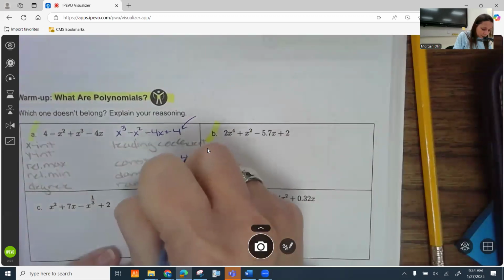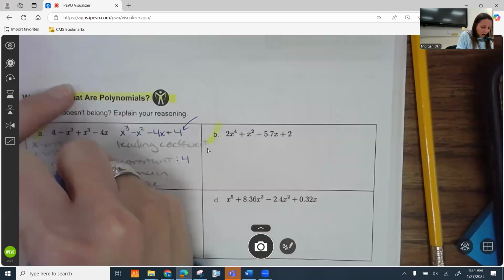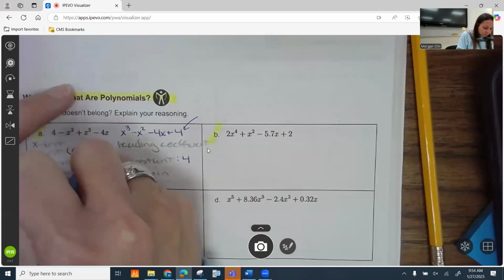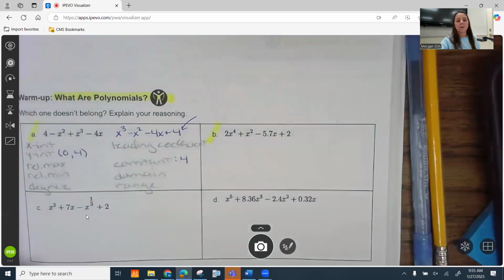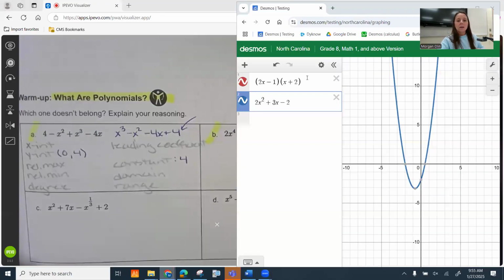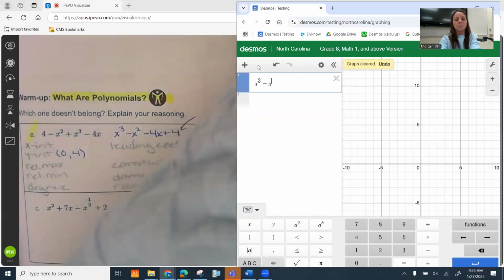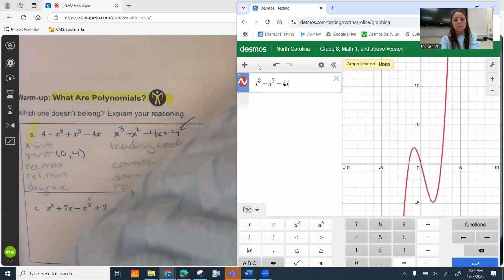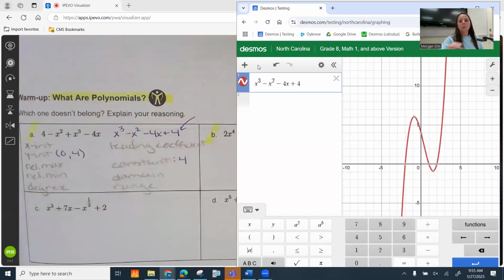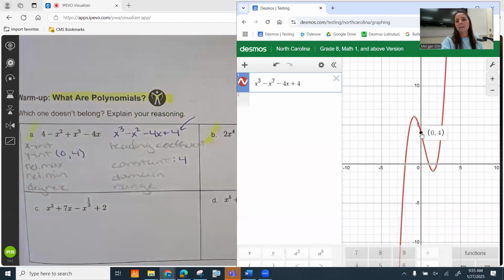So guess what? If our constant's 4, that should be our y-intercept, 0, 4. And we're going to verify that on our calculator right here. Okay, so let's go put it all in. So x cubed, and it doesn't matter which version you put in. Okay, so there we go. We've got it in, and we can verify, yep, 0, 4 is our y-intercept.